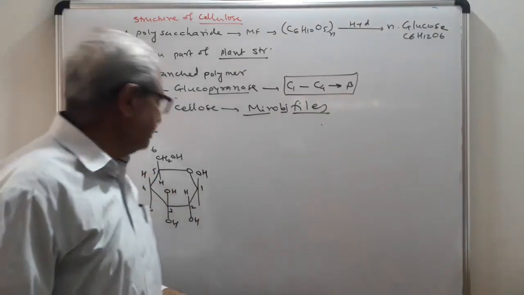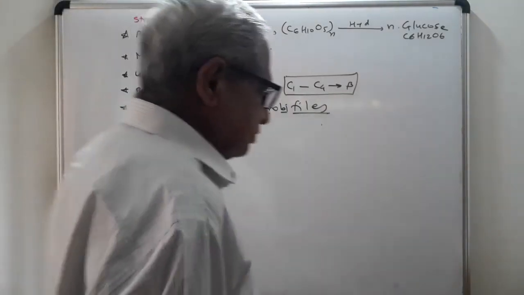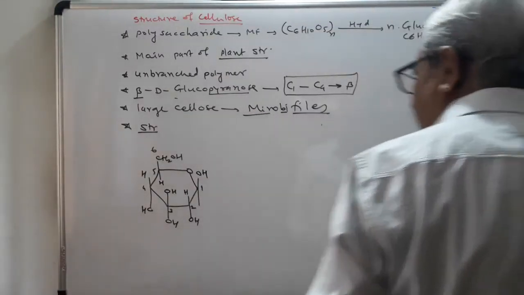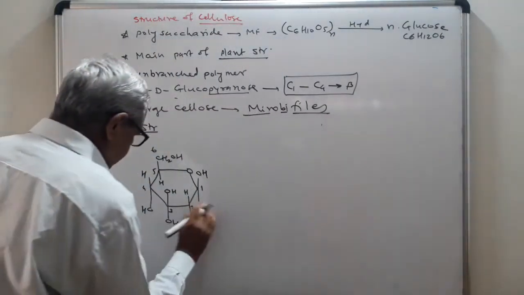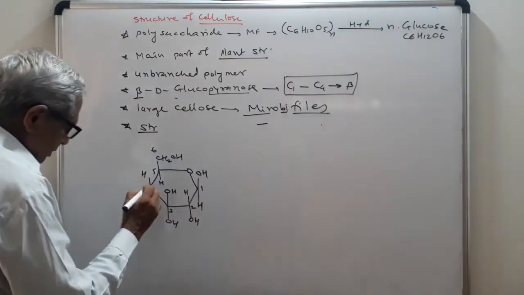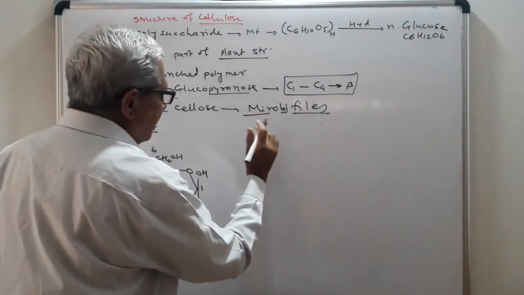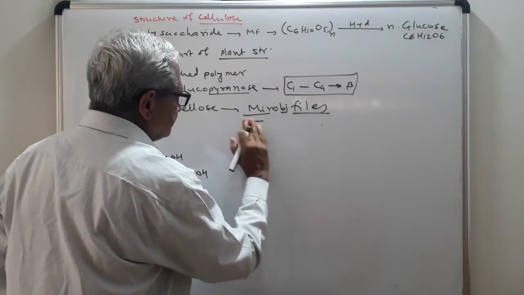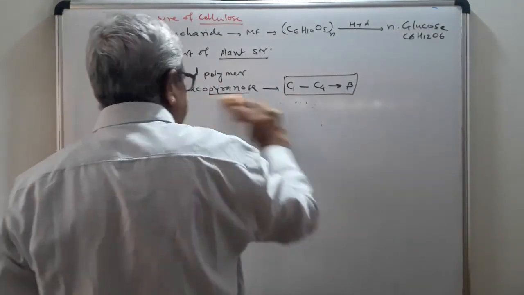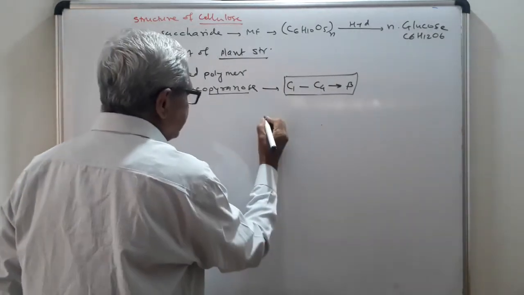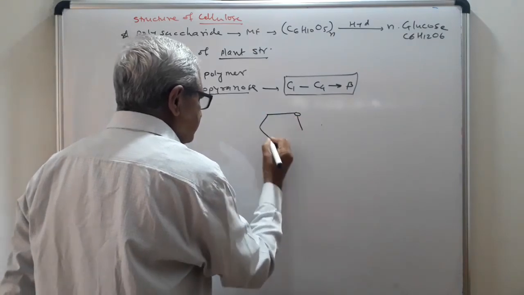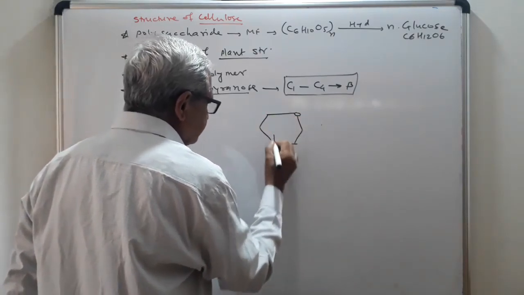So see in this case C1 C4 linkage will be present here. So hydrogen atom must be here. So you have to draw the C4 and see here on the C4 OH group is here. So you have to draw at the top side containing 6-member ring oxygen atom. Same structure you have to draw here.